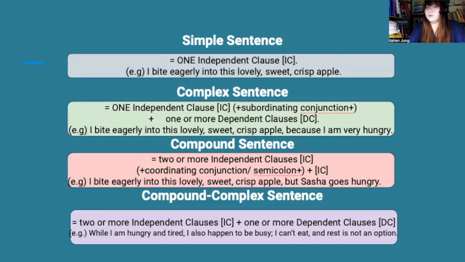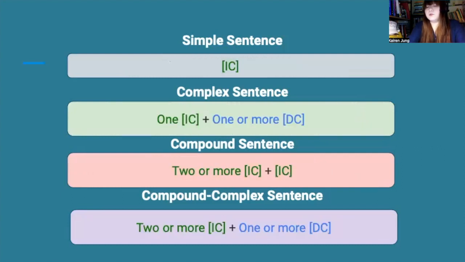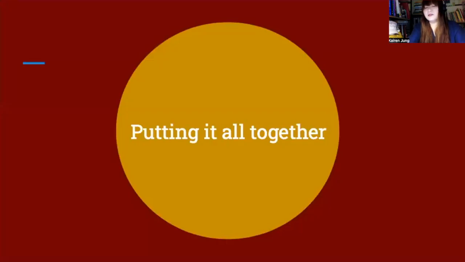Next, a compound complex sentence is made up of two or more independent clauses plus one or more dependent clauses, which means, of course, that the dependent clause or clauses begin with the subordinating conjunction or conjunctions. An example of a compound complex sentence would be something like, while I am hungry and tired, I also happen to be busy. I can't eat, and rest is not an option. If we simplify this further, you got it. It's not too hard at all. Now let's put it all together.